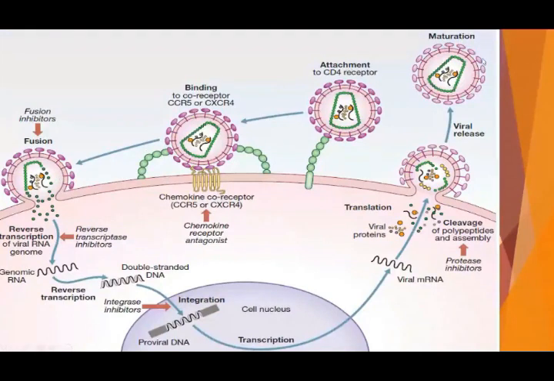Is it clear so far? The stages: attachment to the CD4 receptor. After that, there will be a conformational change in this receptor. It will bind to the other co-receptor to facilitate the entry and the fusion of the virus. So these are the first stages: attachment, binding, and fusion. Knowing this life cycle is important because it has therapeutic implications in the development of antiviral therapy for this virus.